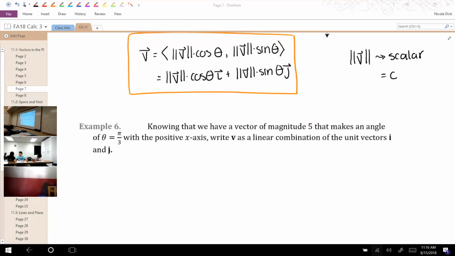Cosine of pi over 3 is 1/2. Right, so you know the value of this. And so you do the sine of pi over 3.